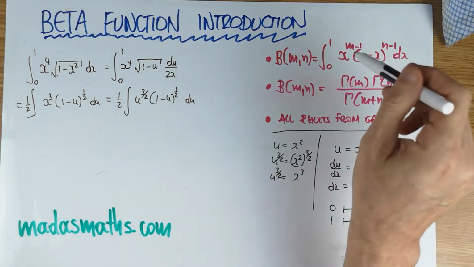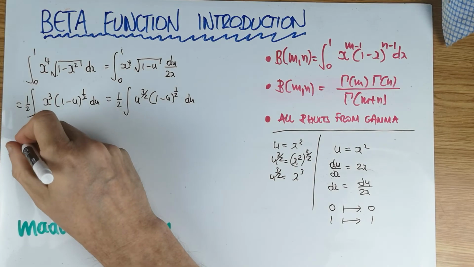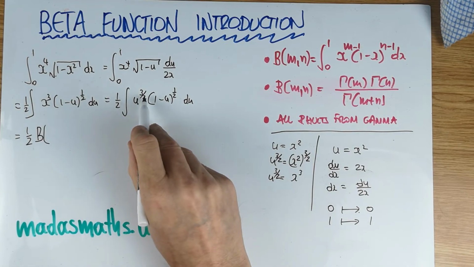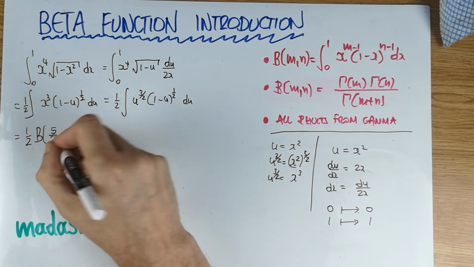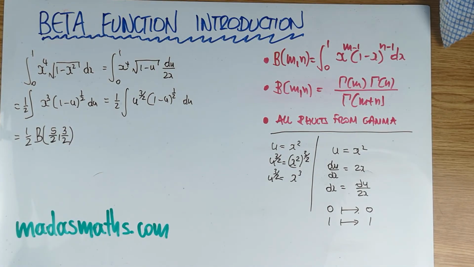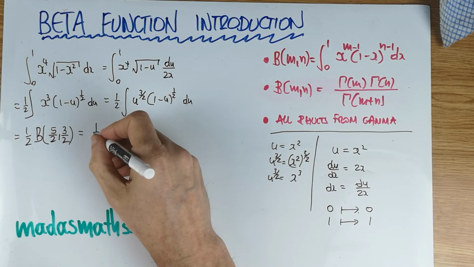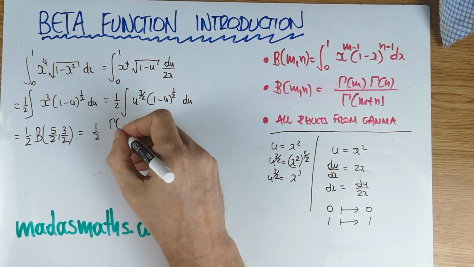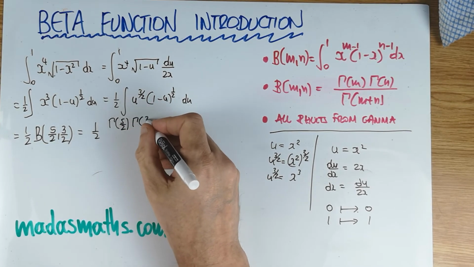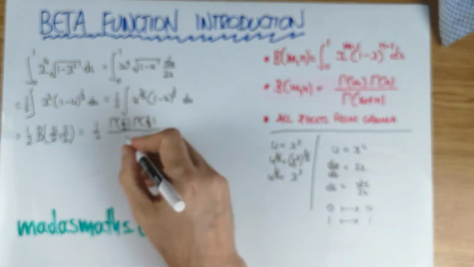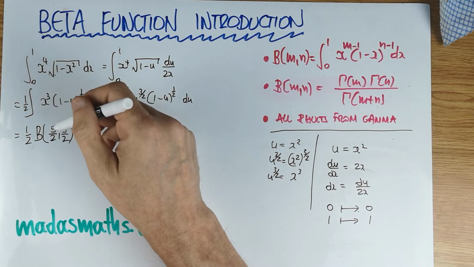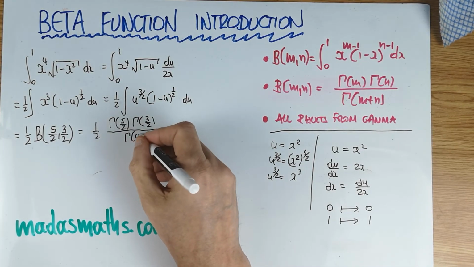So now this is a beta because it has the correct form, but we have this half at the front, of course. We must not forget beta of what? It's one more than what we have in there. So that's 5 over 2 and 3 over 2, and we need to somehow evaluate that. So using this result, it will be the gamma of 5 over 2, the gamma of 3 over 2, the whole thing over the gamma of the sum. So that's 2.5 and 1.5, which is 4. So that's the gamma of 4.